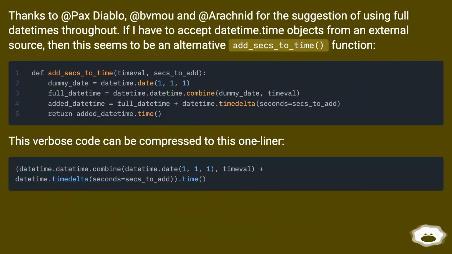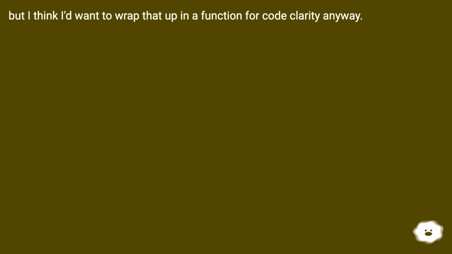Thanks to @Pax Diablo, @Fumu and @Arachnid for the suggestion of using full datetimes throughout. If I have to accept datetime.time objects from an external source, then this seems to be an alternative: the _seconds_to_time function. This verbose code can be compressed to this one-liner. But I think I'd want to wrap that up in a function for code clarity anyway.